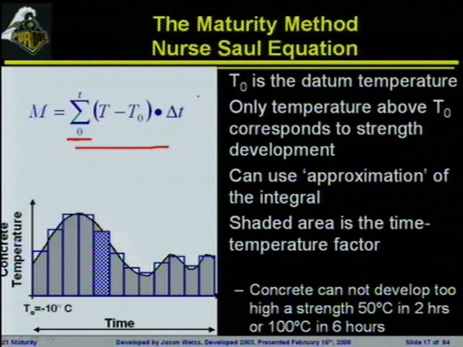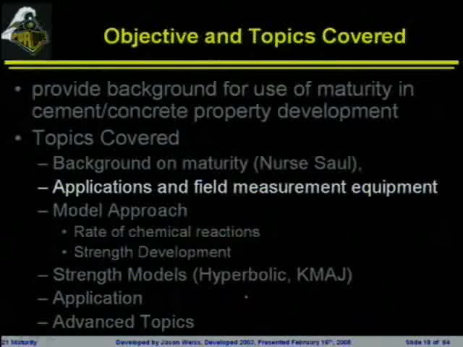So here you've got T0 being the datum temperature. Only temperatures above T0 correspond to strength development. The summation is an approximation of the integral and basically gives us an idea of what's developing here.